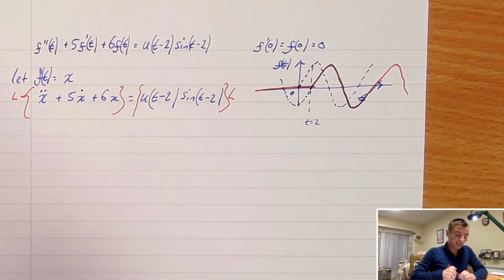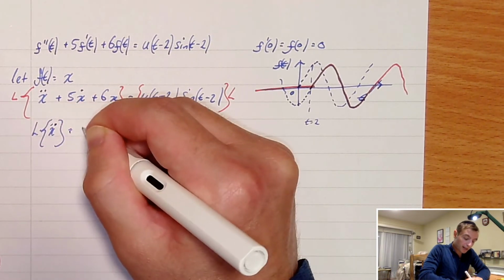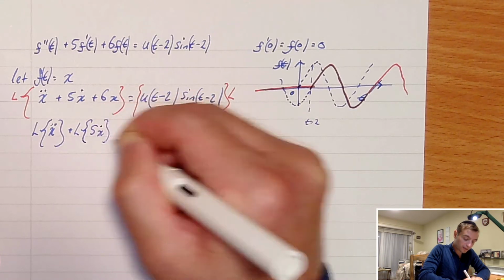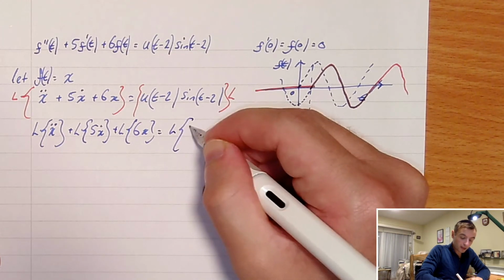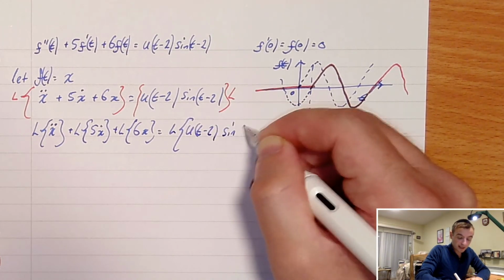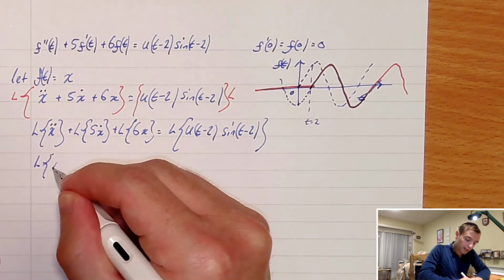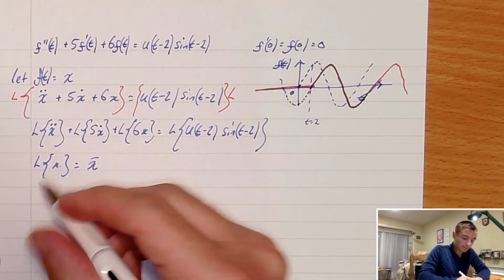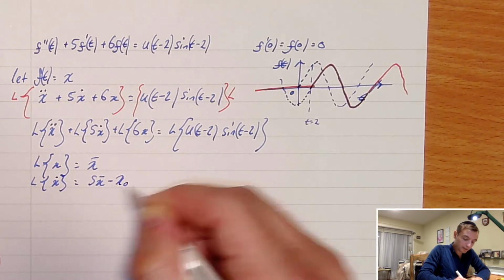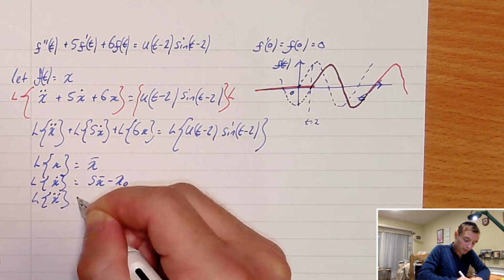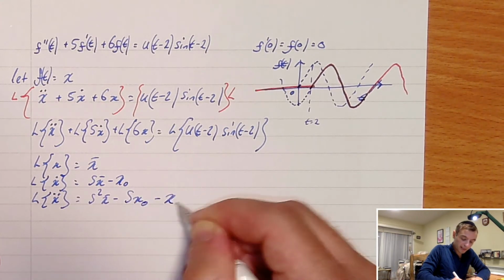So we can say that this is going to be equal to the Laplace transform of x double dot plus the Laplace transform of 5x dot plus the Laplace transform of 6x equals the Laplace transform of u(t minus 2) sine(t minus 2). And we said before that the Laplace transform of x can be called x bar. The Laplace transform of the first derivative will be s x bar minus x naught. The Laplace transform of x double dot, the second derivative, is going to be s squared x bar minus s x naught minus x1.